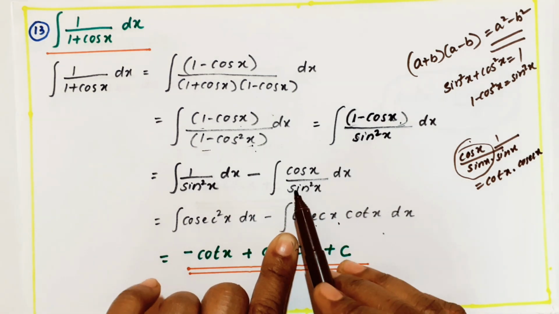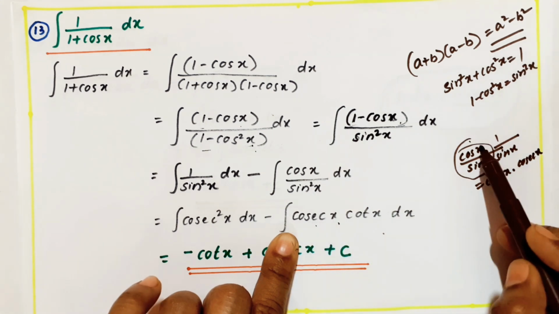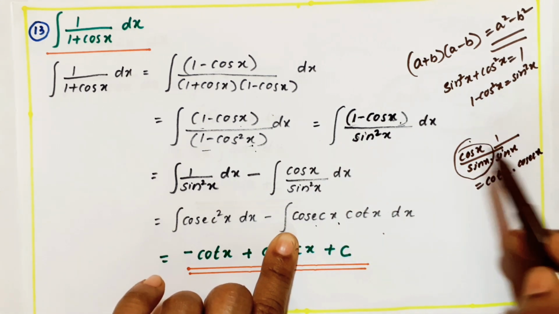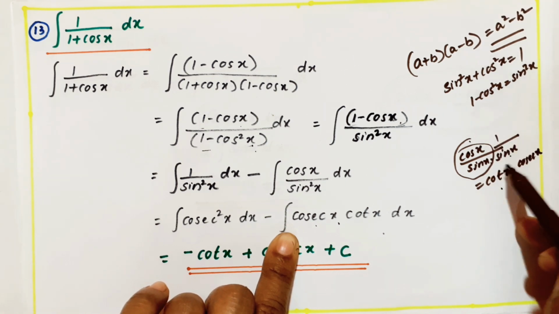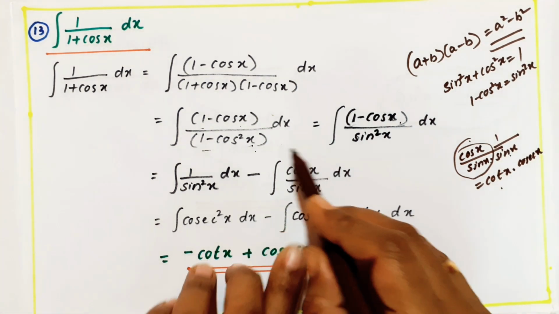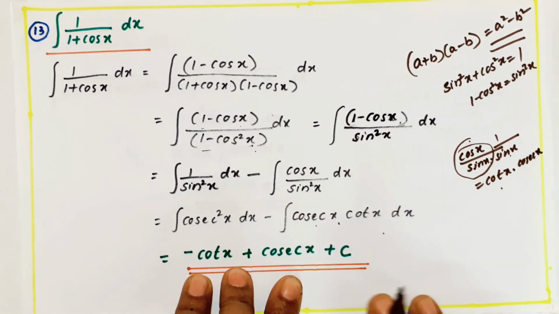Clear what I did? I have written cos x by sin square x as cos x by sin x into 1 by sin x. What is cos x by sin x? Cot x. What is 1 by sin x? Cosec x. So we can write this entire term as cosec x cot x dx.